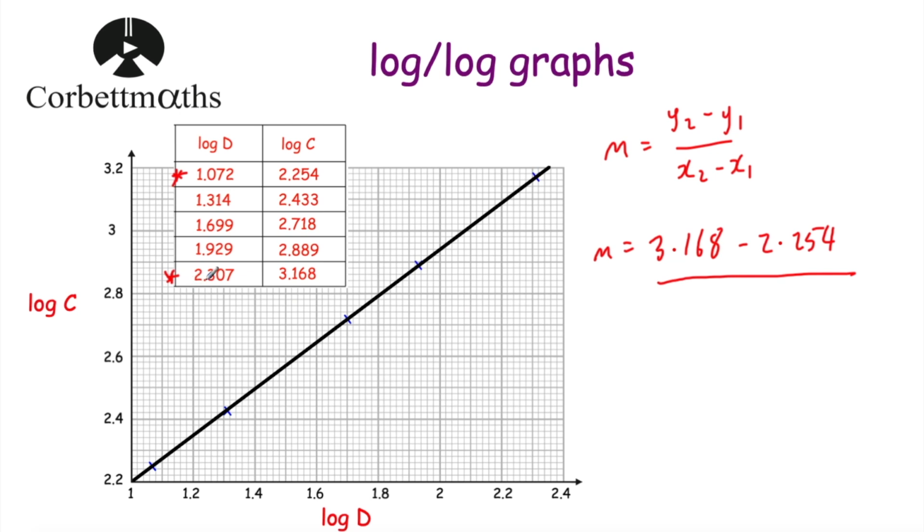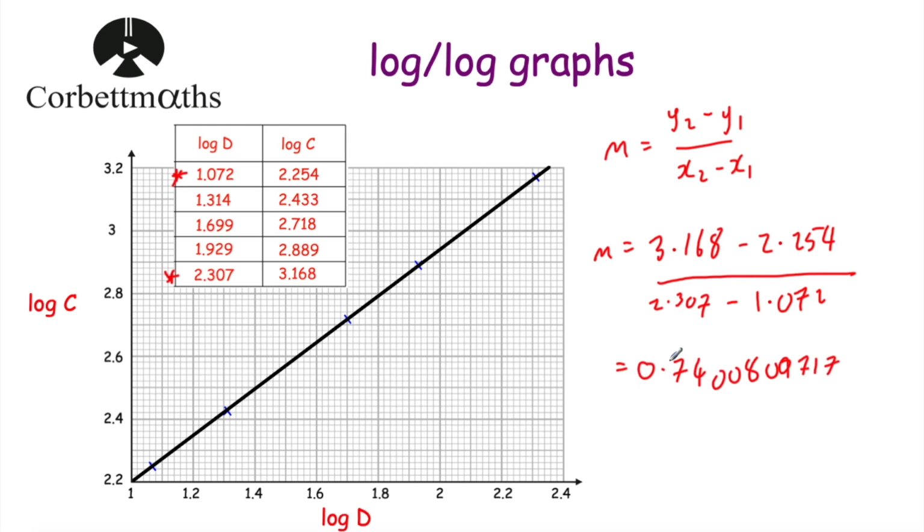So the horizontal position of this point here, x2, is equal to 2.307, so 2.307, subtract the horizontal position of this point, which is 1.072. And whenever we work this out, we're going to find the gradient of the line. So let's type this into our calculator and see what we get. Whenever we work that out, we get 0.7400809717.